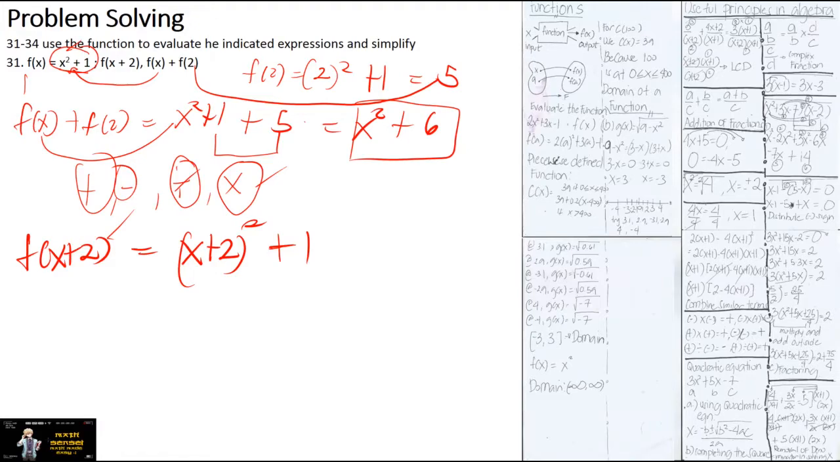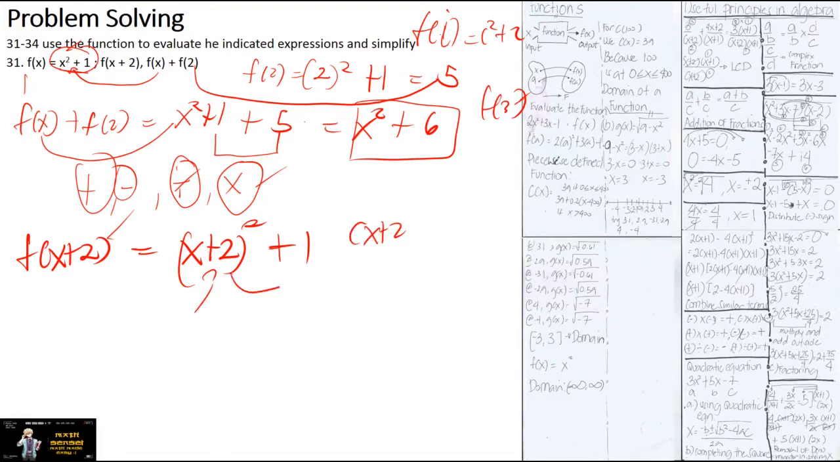Or kung ano man yan, f of I equals I squared plus 2. Kung ano yung nakalagay dito at naglagay ka ng f is equal to 3, papalitan mo yung anumang variable na nandito ng number na nandito. Okay, ganoon lang. Ulit-ulit. So ito, meron tayo x plus 2.